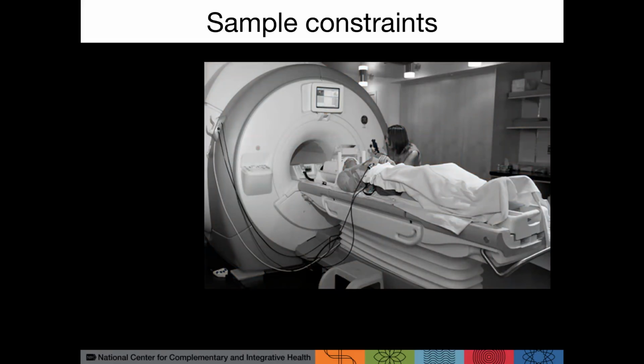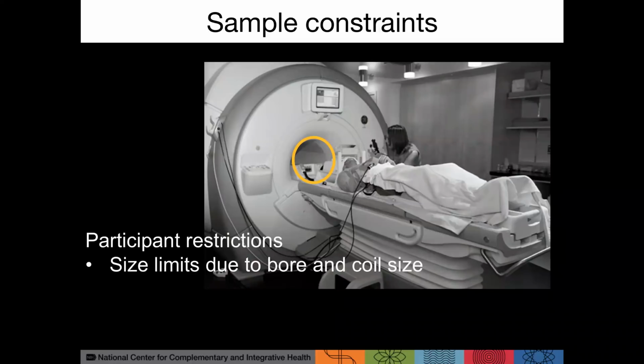So first of all, by doing a study inside the MRI scanner, we have huge constraints on the type of samples we can actually collect data from. So there's exclusionary criteria for participants. First of all, this is a really tiny magnet. So there are important size limits due to the size of the scanner bore, as well as the head coil. So you can see your face goes in this tiny little thing.